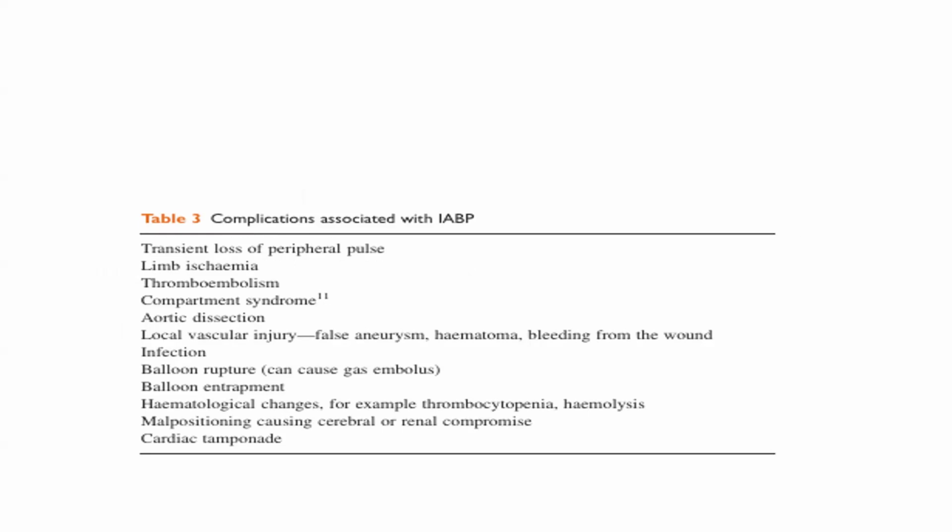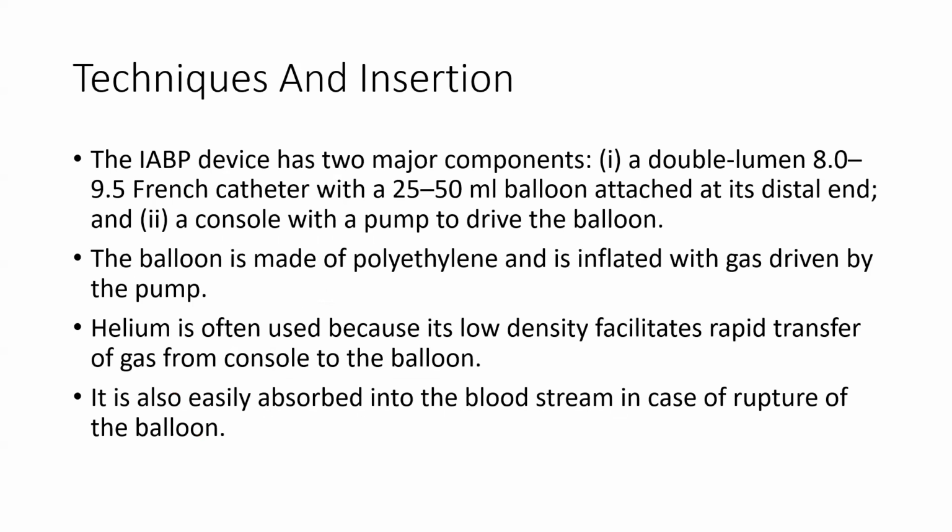Now the complications associated with IABP: transient loss of peripheral pulse, limb ischemia, thromboembolism, compartment syndrome, aortic dissection, local vascular injury such as false aneurysm, hematoma, bleeding from the wound, infection, balloon rupture, balloon entrapment, hematological changes like thrombocytopenia and hemolysis, malposition causing cerebral and renal compromise, and cardiac tamponade.